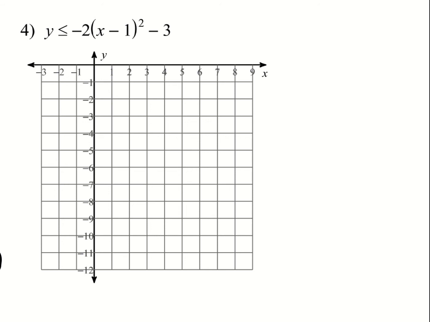Alright, so we want to graph this. We know the vertex is at (1, -3), and we know the a value is -2. We know that it's a solid line, and we are shading below the line, below the boundary line.